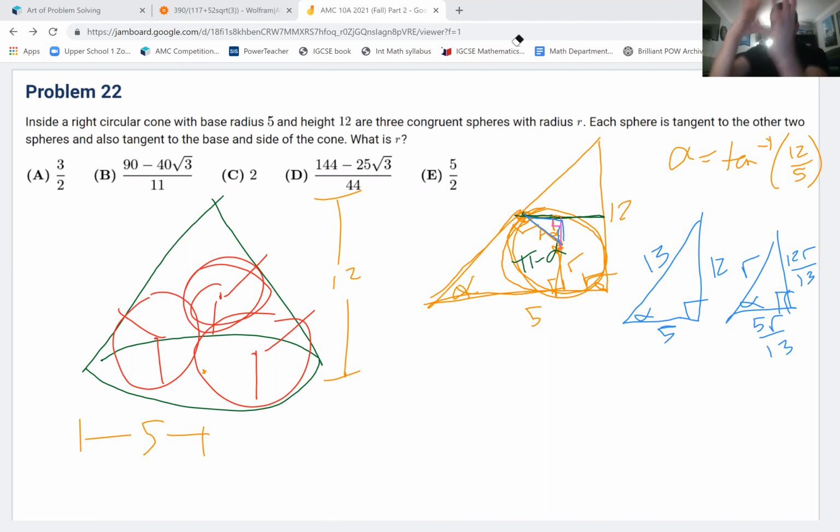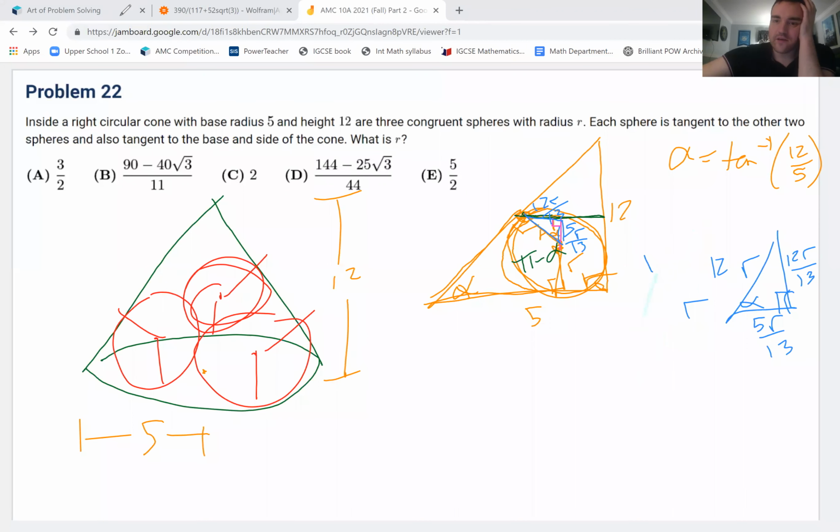Remember, I had to tilt the triangle to draw it. So this distance here is 5r over 13, and this distance here is 12r over 13, because it's tilted 90 degrees.